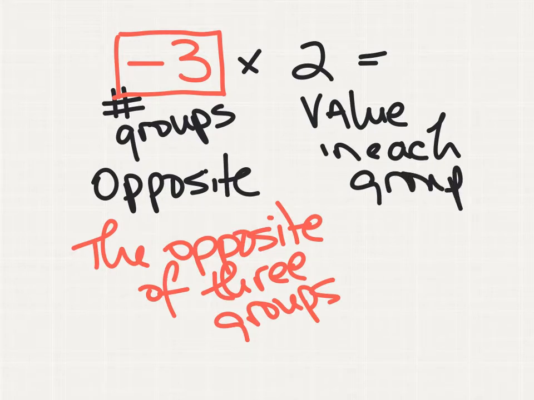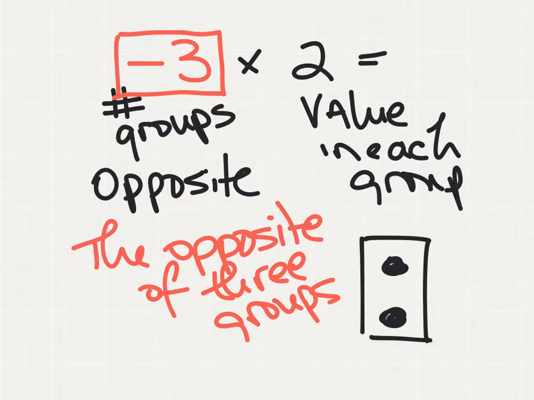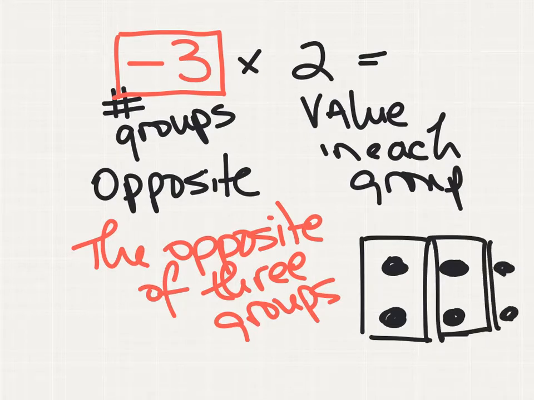So if I have +2 in each group, here's a group, here's a group, and here's a group. I have +2 in each group. My first integer told me how many groups I should have.